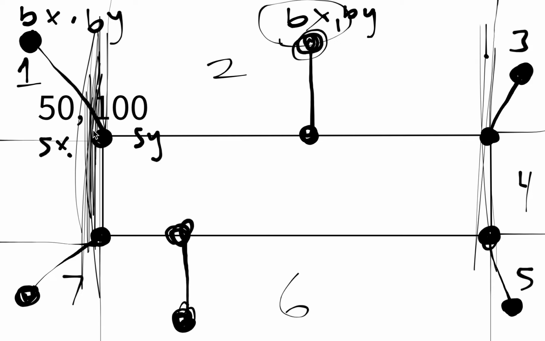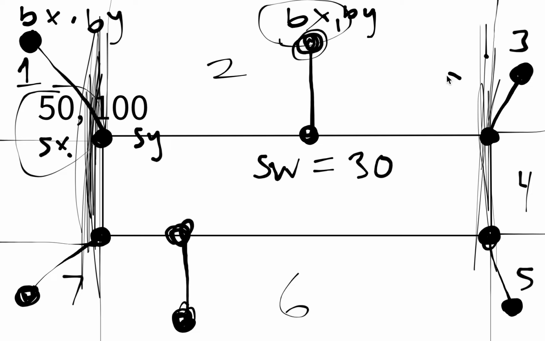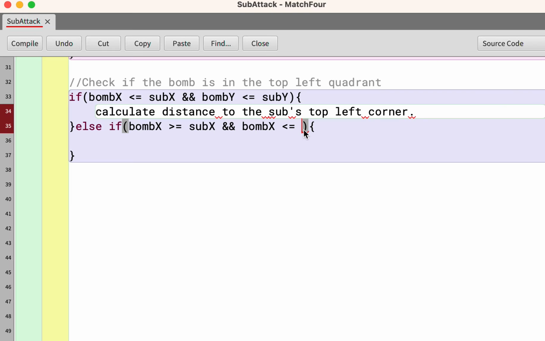So let's say the left side of the sub is at 50. We have it right here. The sub X is 50. Then we need to use the sub's width. Let's say the sub's width is equal to 30. If the sub's width is equal to 30, that means the right side of the sub is at 80, namely sub x plus sub width. Are we okay with that? All right, so let's come back to our code then, and let's say the BOM's x is less than or equal to the sub's x plus the sub's width, like so.